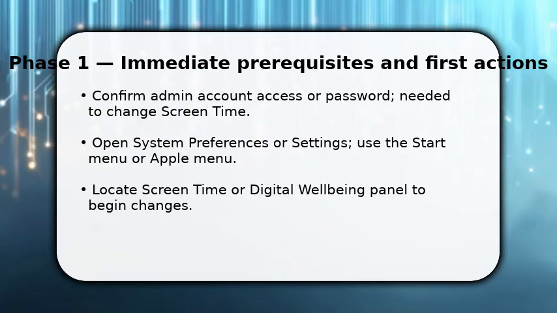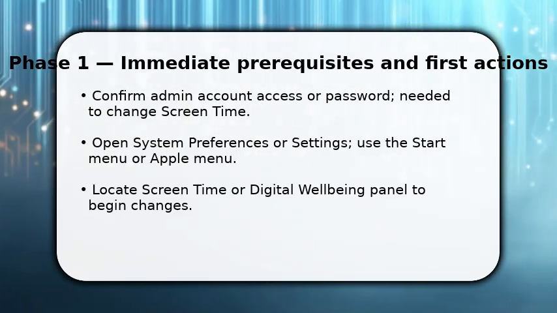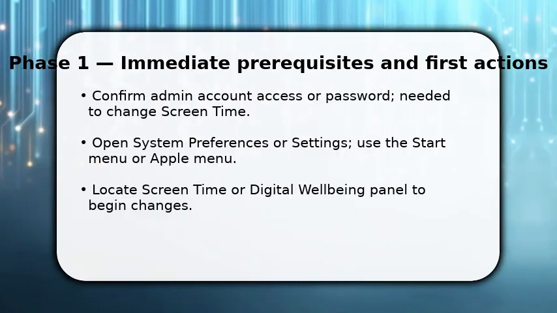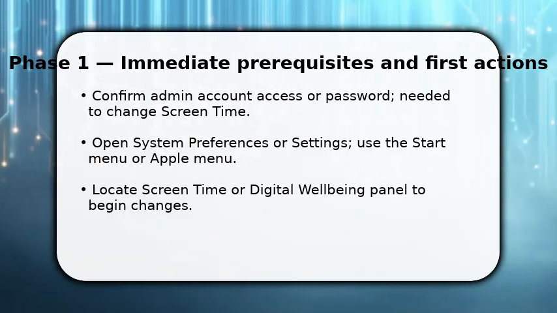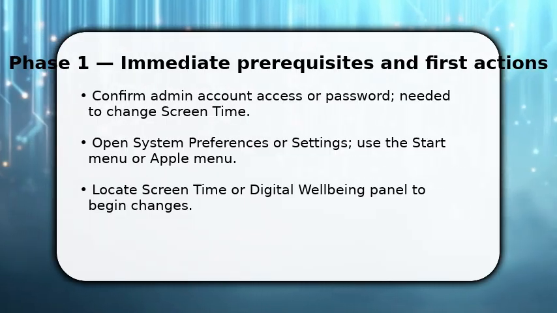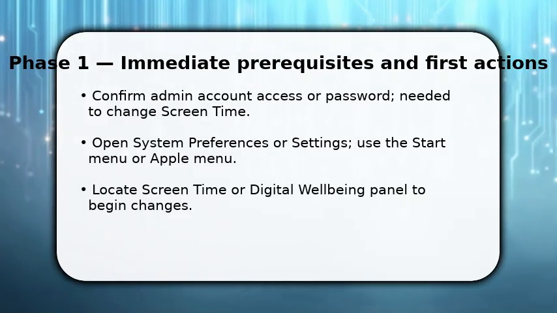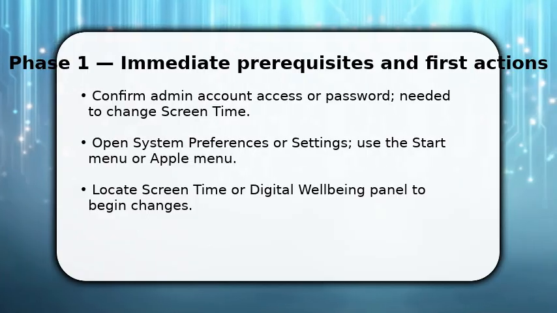You'll start by confirming you have an administrator account and the password. Without it, you can't disable screen time. Next, open System Preferences on macOS or Settings on Windows. Use the Apple menu or Start menu to get there quickly. Once you're in, find the Screen Time or Digital Wellbeing section. This is where controls live.